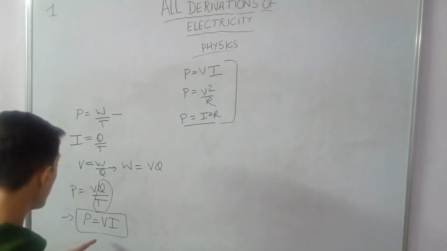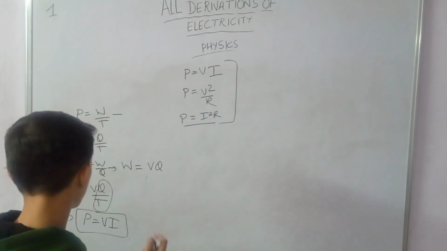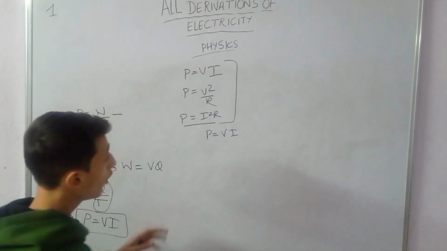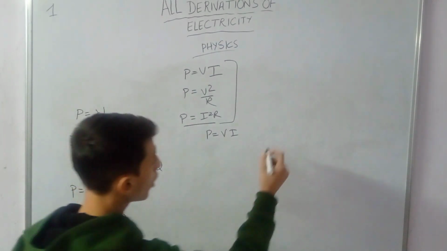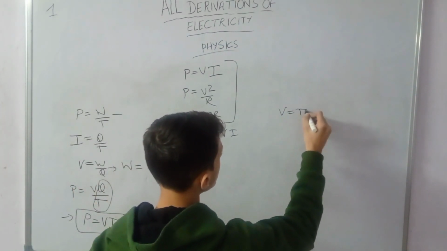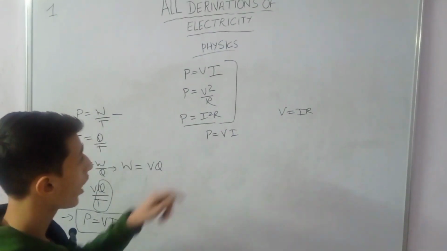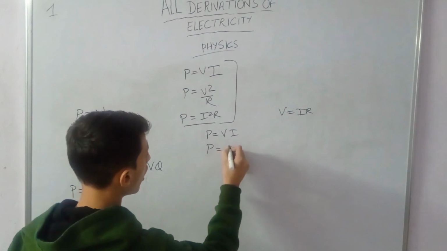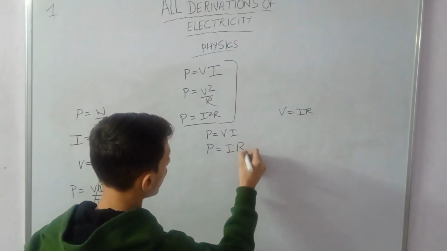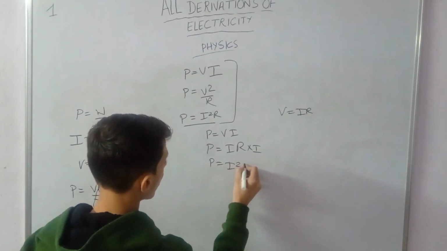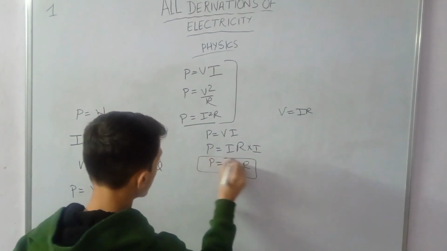Okay. Now I will derive the second formula, that is P equals I square R. P equals VI, we know that. And from Ohm's law we have a formula, that is V equals IR. So if I put the value of IR in this formula, the formula becomes P equals IR into I. So the formula becomes P equals I square R. Now the second formula has arrived.